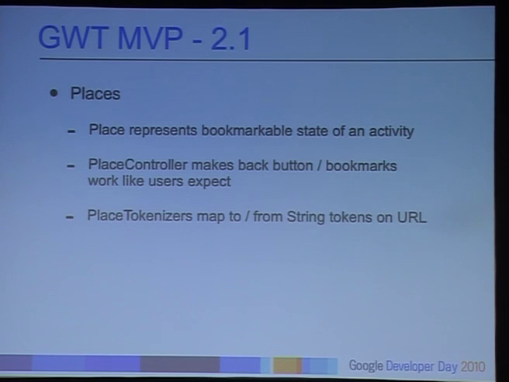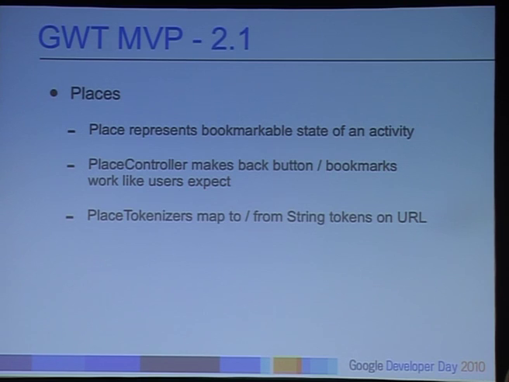So GWT provides a history object which allows you to manage this, and within your application, you can serialize the state of what's going on into some kind of a string token, put that token on the URL, and then when they hit the back button, they're just going back to a previous token, and they will still be in your application. It works more like you would expect it to work as a user, not as you would expect it to work as a programmer. As a programmer, you know that you're going to go back to whatever HTML page you were viewing before that. But users don't like that.